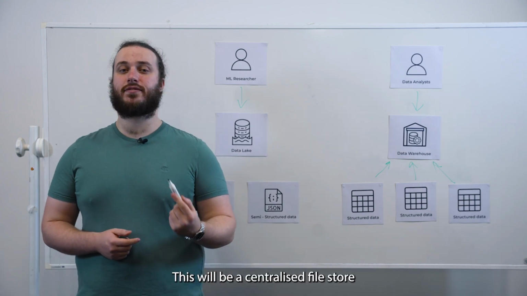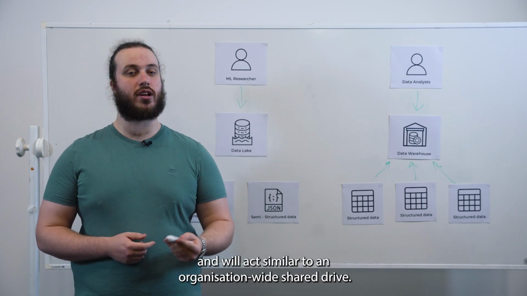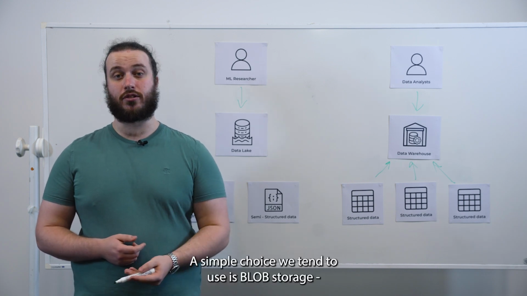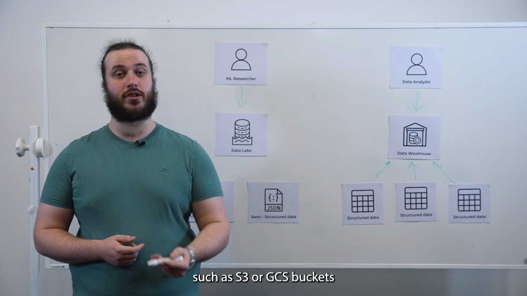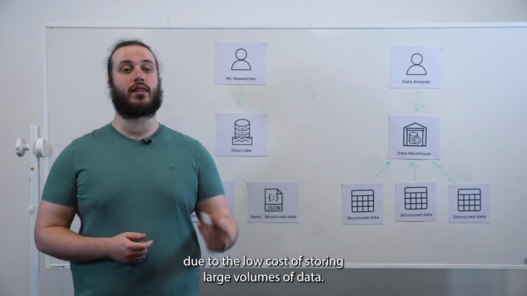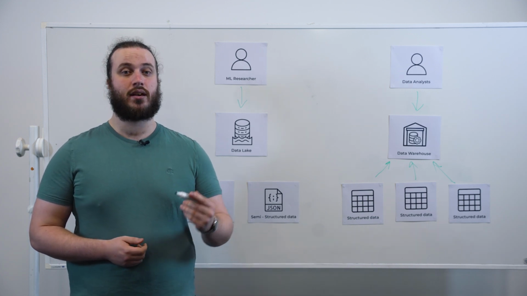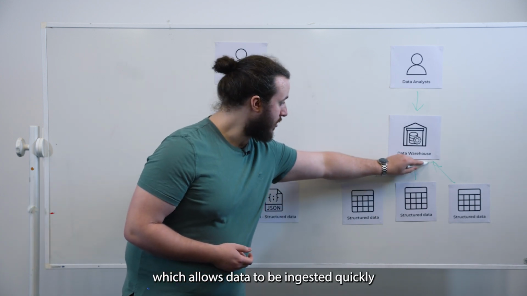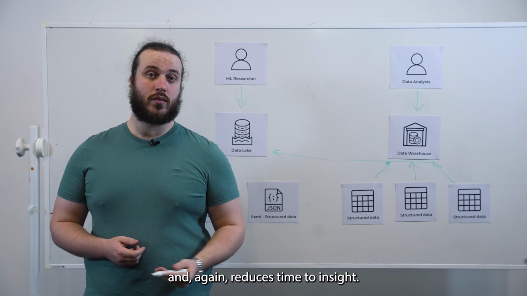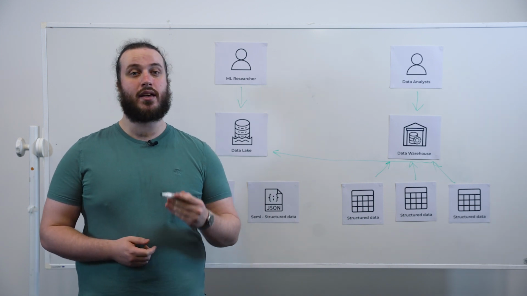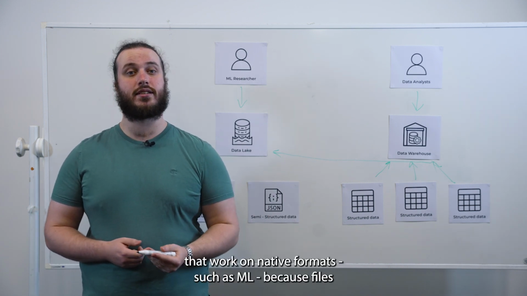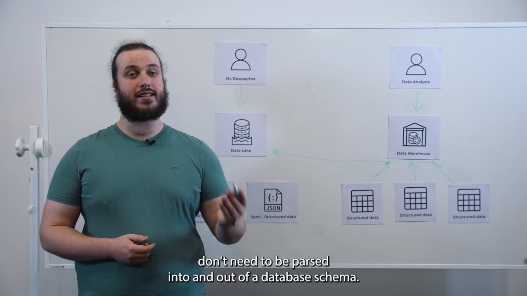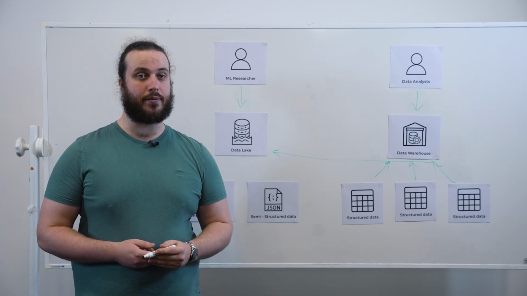This will be a centralized file store and will act similar to an organization-wide shared drive. A simple choice we tend to use is blob storage, such as S3 or GCS buckets, due to the low cost of storing large volumes of data. Data lakes don't require a schema, which allows data to be ingested quickly, and again, reduces time to insight. This is especially helpful in use cases that work on native formats, such as ML, because files don't need to be passed into and out of a database schema.